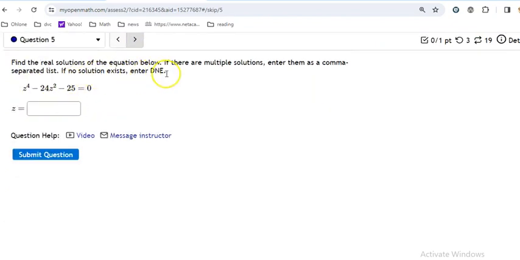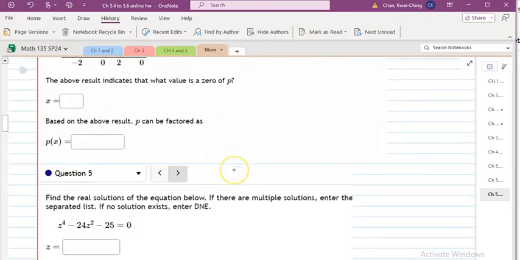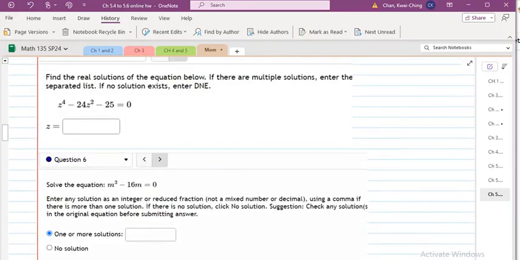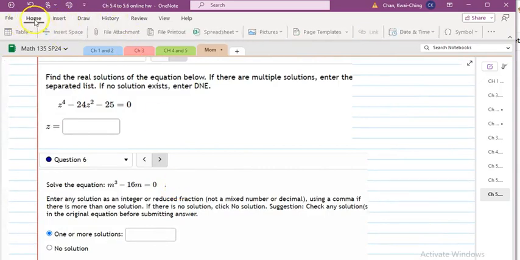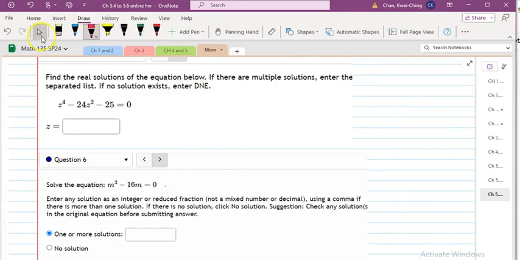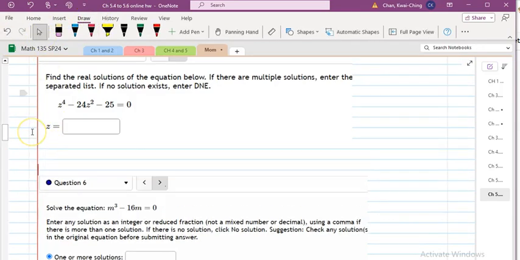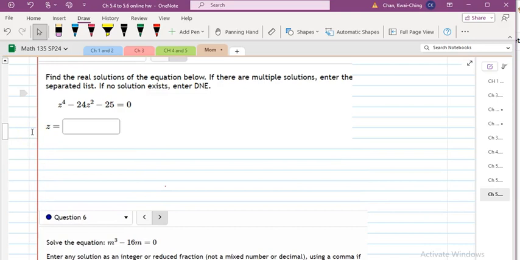5. Find the real result of this. If there are multiple solutions, use comma to list. I think this can be done by factoring. So factoring, I need some more space. We can see that there is x to the 4th and x squared. So we will use the u substitution.